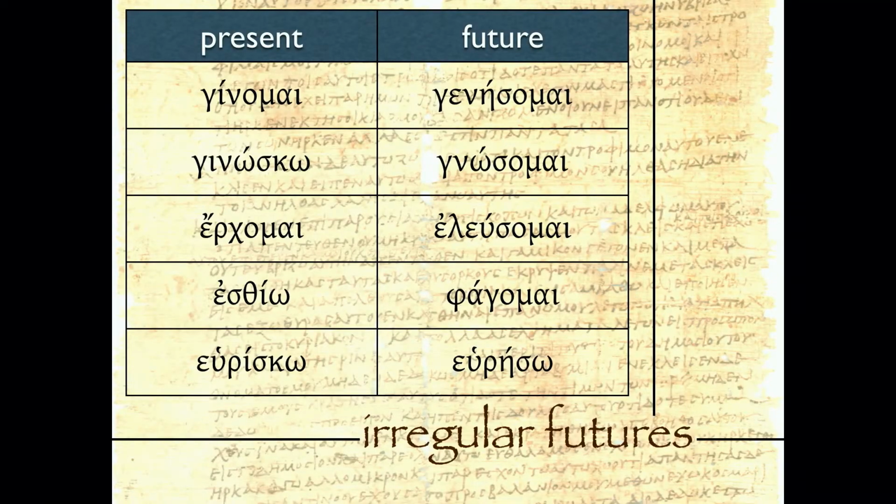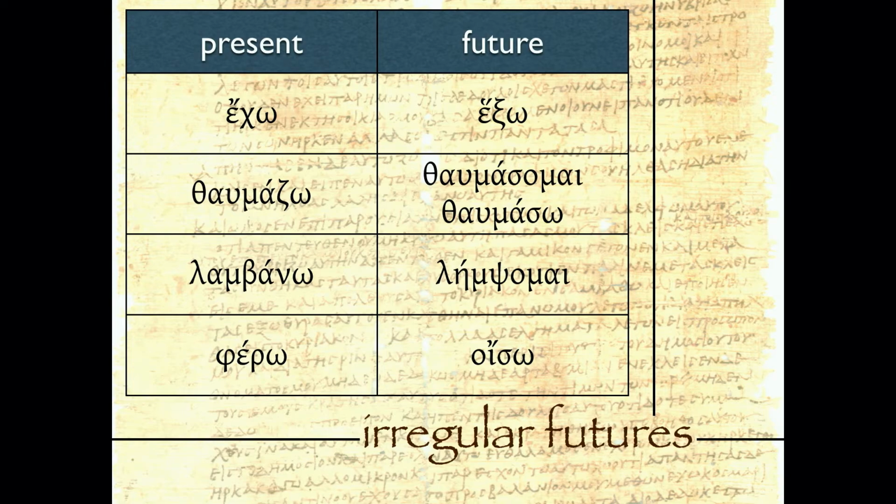Heurisko, not as tricky, becomes heurēsō. We've got the sigma that's telling us it's in the future. We still have the stem there to help us. And of course, there's just more irregulars along the way. Echo becomes hexo, right, with that rough breathing mark. Thaumazo can be thaumasomai or thaumaso. That second one is what we would expect, but sometimes we see it become deponent, thaumasomai.